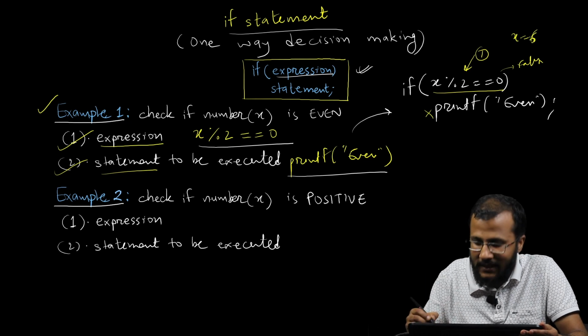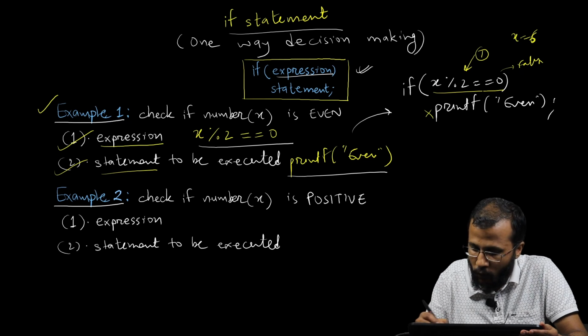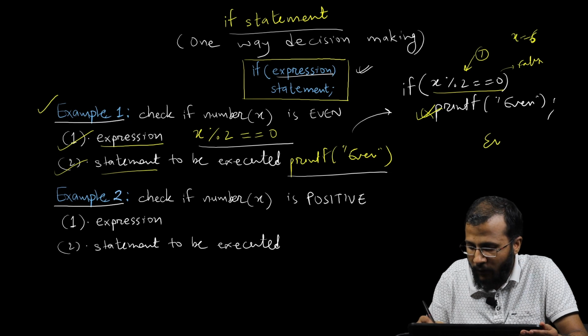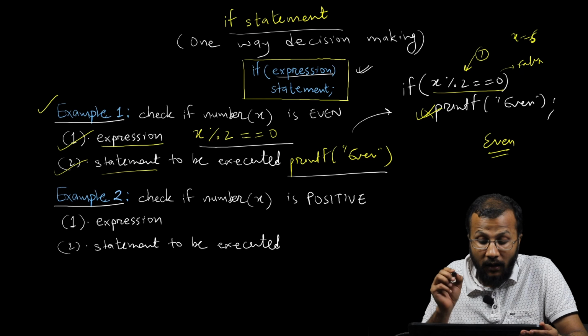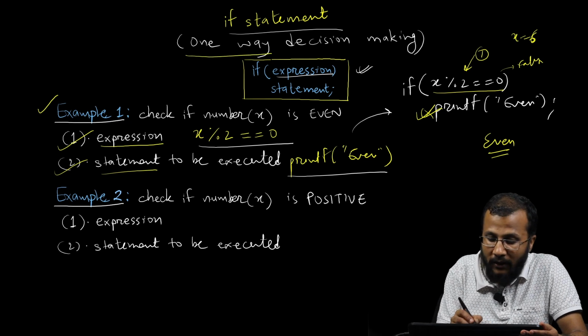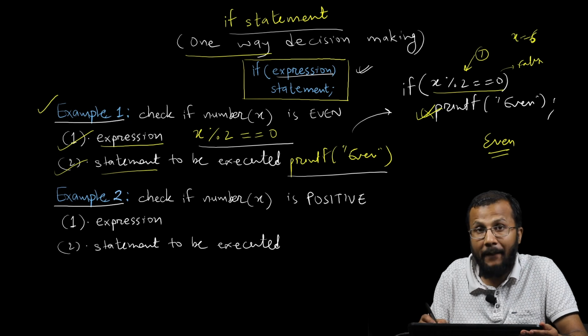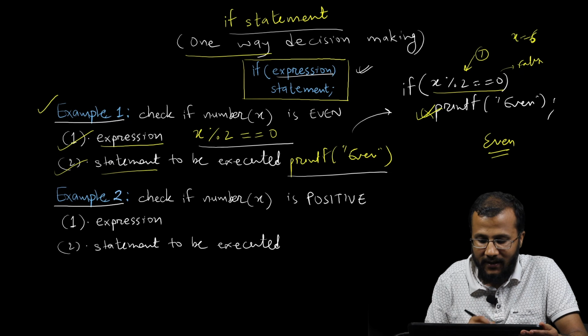But if x is 6, 6 mod 2 is 0, right? This is true. So if this is true, then this printf even statement is evaluated. So even will be displayed on the screen. This is how it works. Because here we are only making a decision one way, we are not concerned about the else part. If this is not even, what happens? We are not specifying that in the simple if statement. Therefore, it is a one-way decision making.